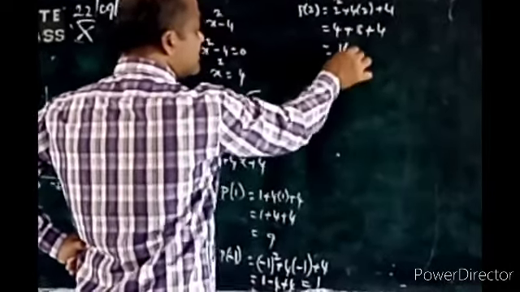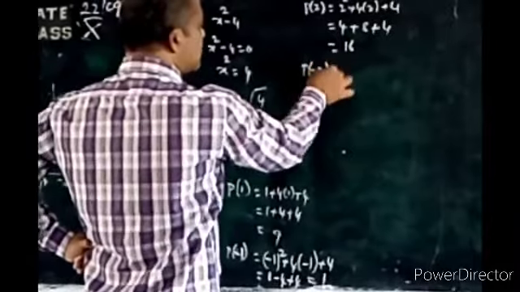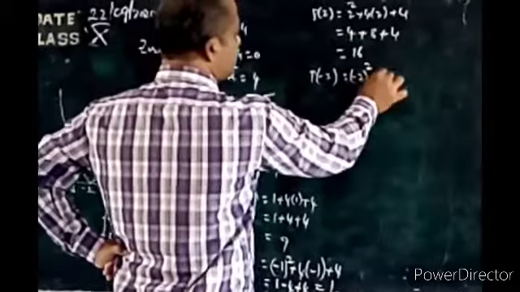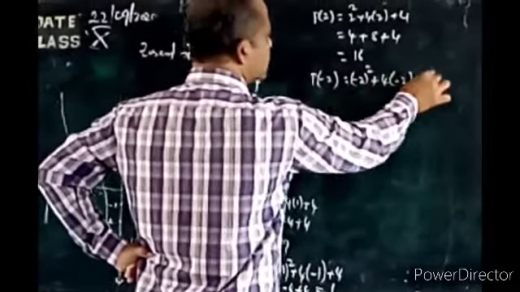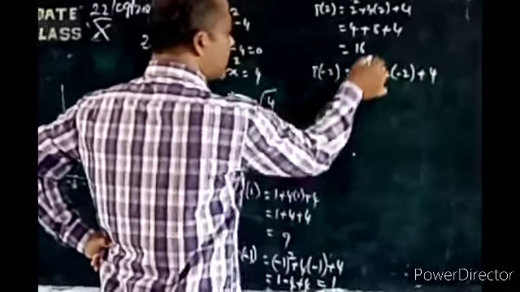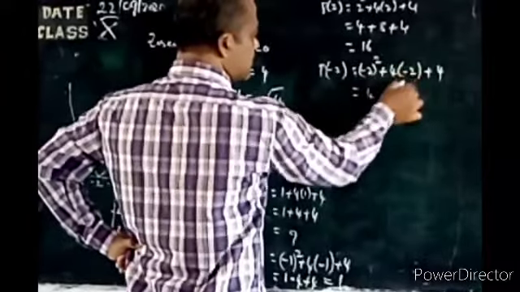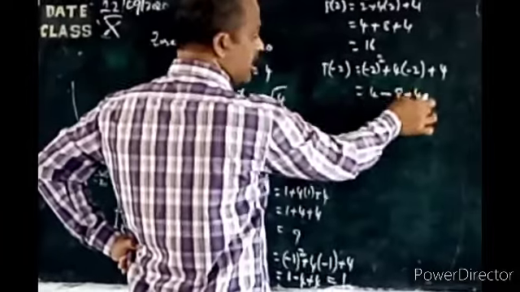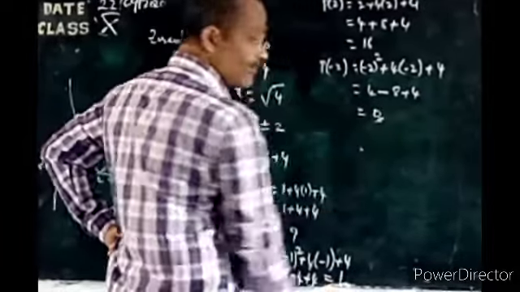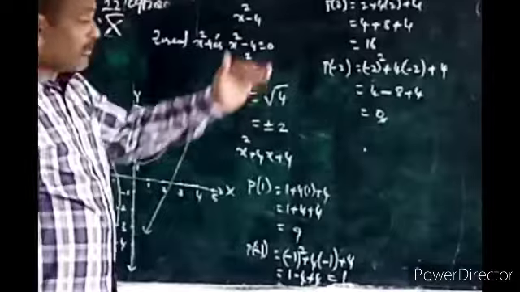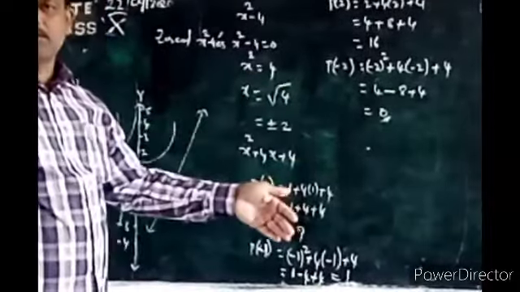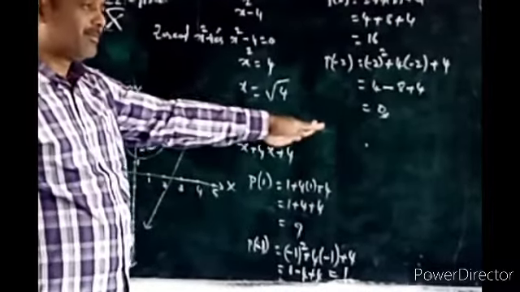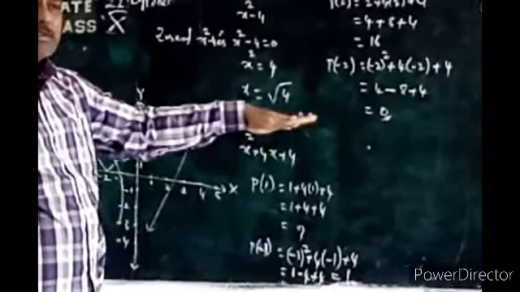Total is 16. P of minus 2 is minus 2 whole square plus 4 into minus 2 plus again 4. Minus 2 whole square is 4, plus 4 into minus 2 is minus 8, plus 4. 4 plus 4 is 8, and 8 minus 8 is 0. If you go on like this with P of 3, P of minus 3, the values are either increasing or decreasing, but not 0.